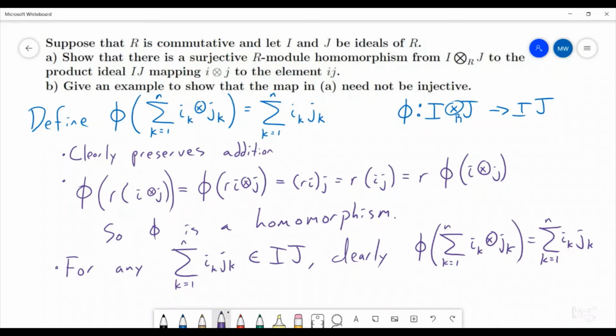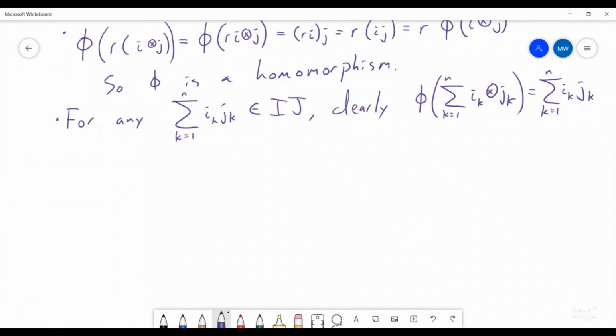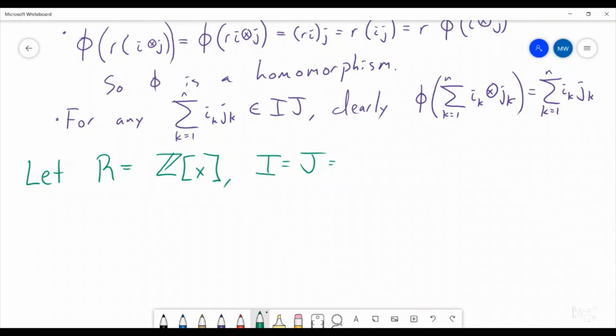Now let's try and show that this map does not need to be injective. Let R be the integers adjoin x, and we're going to let I be equal to J be equal to the ideal generated by 2 and x. In this ideal, 2 tensor x is not equal to x tensor 2. I'm not going to go into the reasons why that's the case, but this is a true fact.